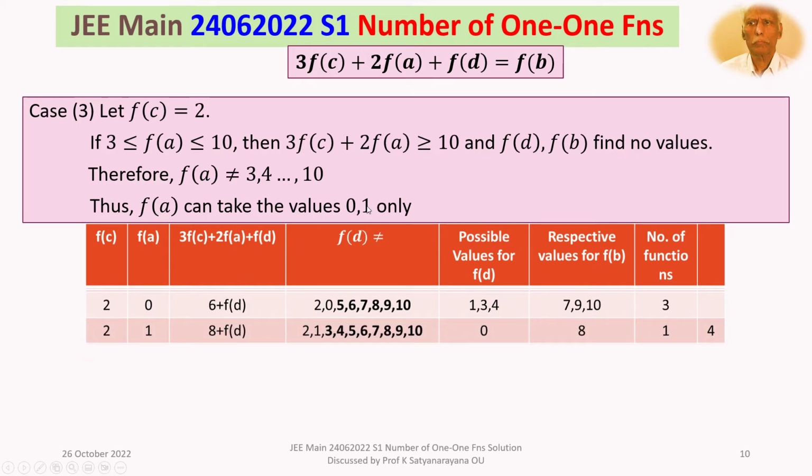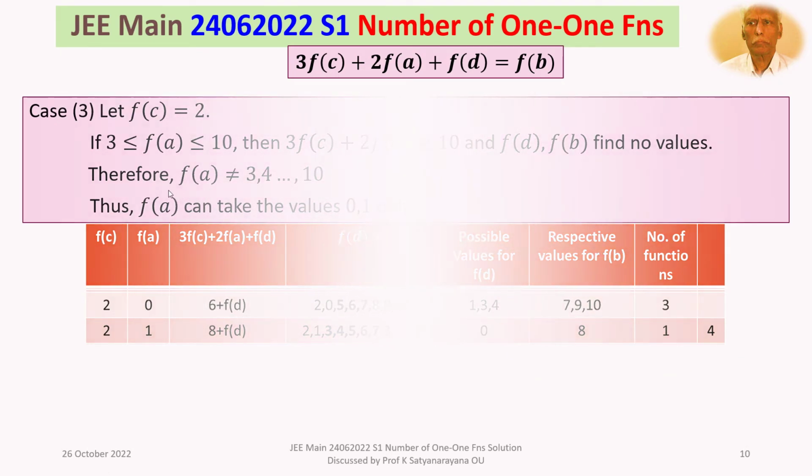In the case of f(a) is 1, with f(c) is 2, you get 8 plus f(d), and f(d) cannot take 2 and 1. f(d) cannot take values 3 to 10 because 8 plus f(d) will exceed 10, and thereby you cannot find the value for f(b). Therefore f(d) can take only one value, and it results in only one one-to-one function, and the total number of functions in this case is 4.